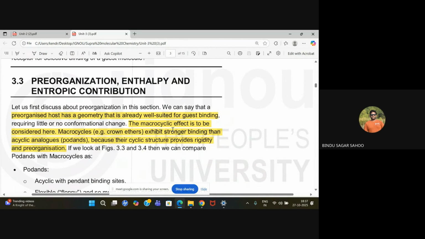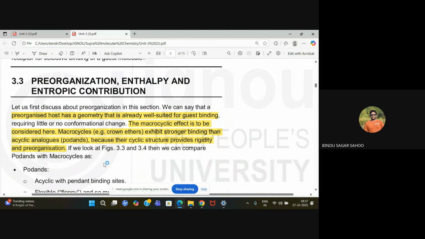So here also, that's why crown ether is a macrocyclic compound. It will make a stronger binding with the cation compared to acyclic compounds, because its cyclic structure provides rigidity and pre-organization.